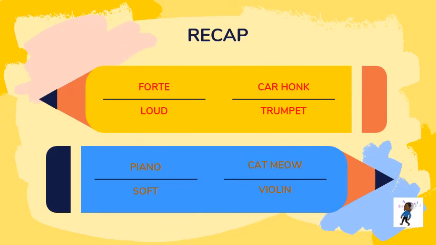All right, boys and girls, we're out of time for today's lesson, but let's remember what we learned. There are two types of dynamics. The first one is forte. Forte means loud. Examples of loud sounds are a car honking or a trumpet. The second dynamic we learned about today is called piano. Piano means soft. Examples of soft sounds include a cat meowing or the sound of a violin.